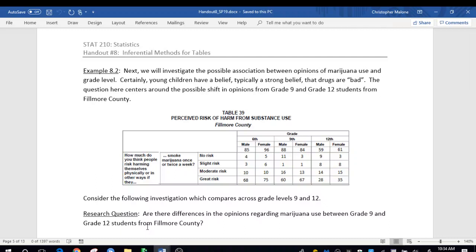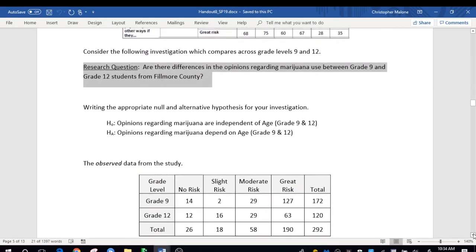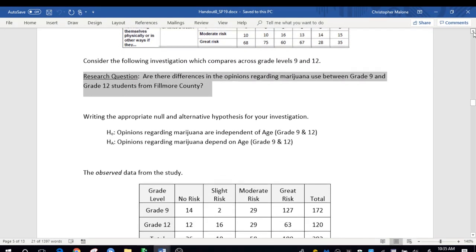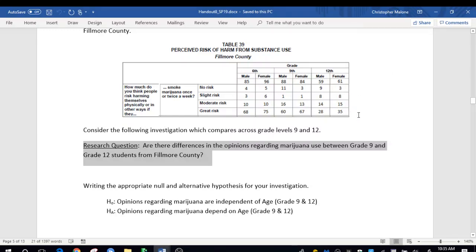It is on page 5 of handout number 8. The research question is posed here in the middle of page 5. And it is asking whether or not there are differences in the opinions regarding marijuana use between the 9th graders and the 12th graders. And again, we'll use data from Fillmore County. That data is here in that table on the middle of page 9.